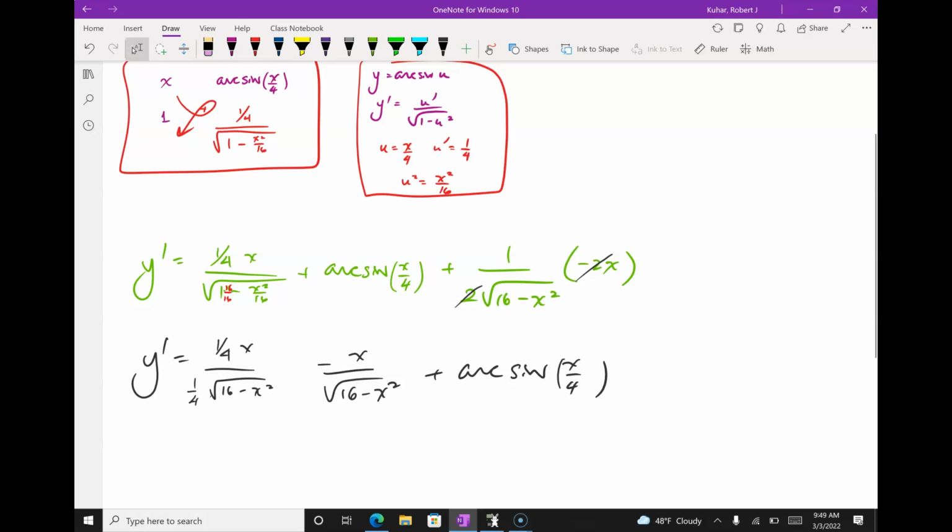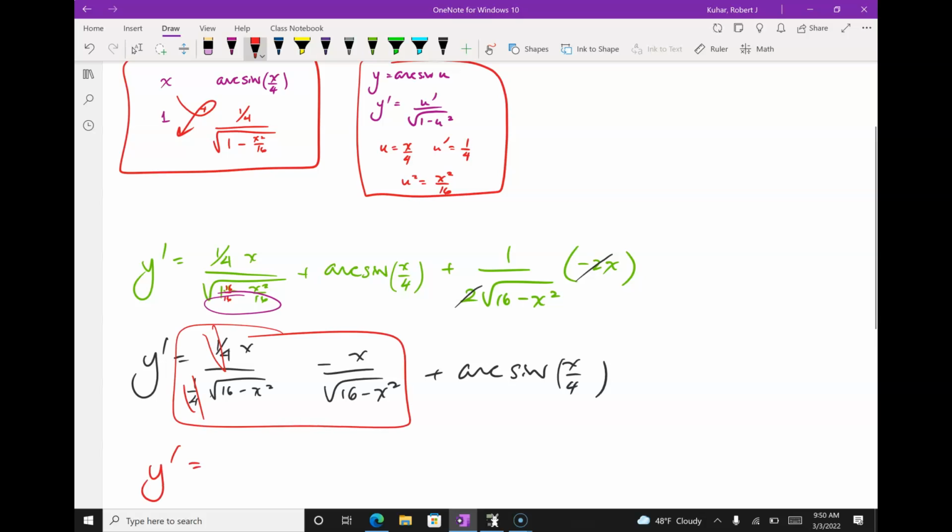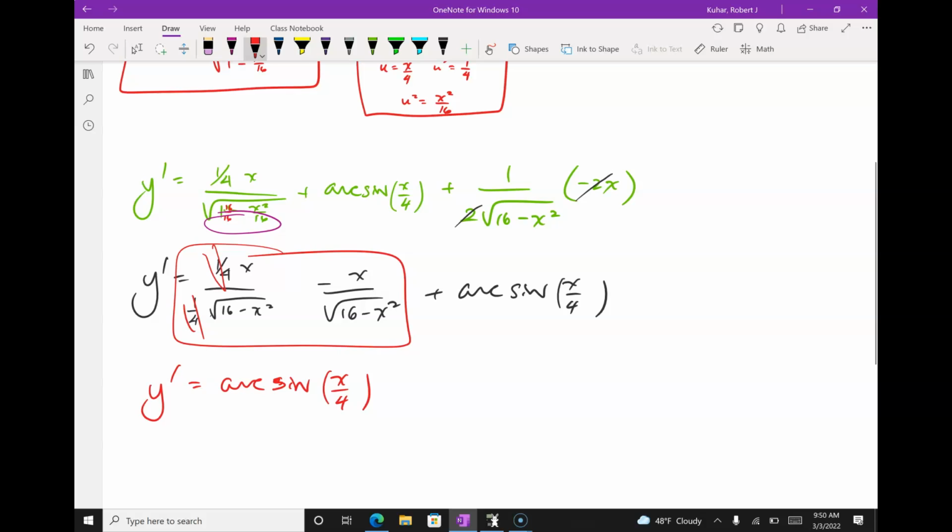And notice what else cancels, the 1/4. Where did I get that downstairs 1/4 from? Square root of 16, yep. So the 1/4 cancel, right? And then I can see that these two pieces cancel. So the final answer, y prime is the arcsine of x over 4. Nice.